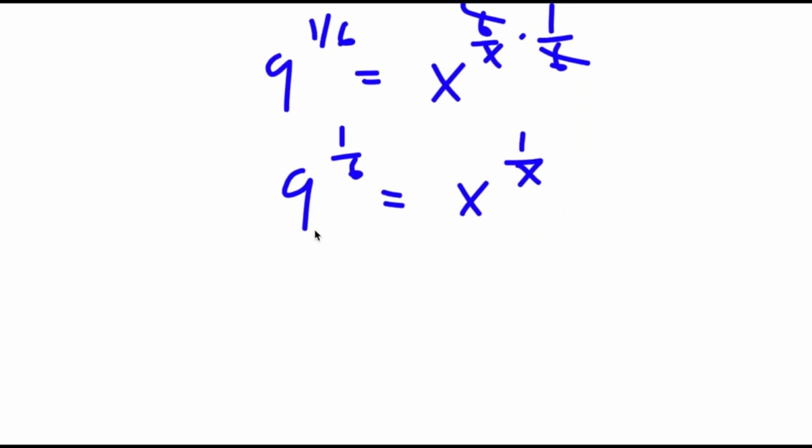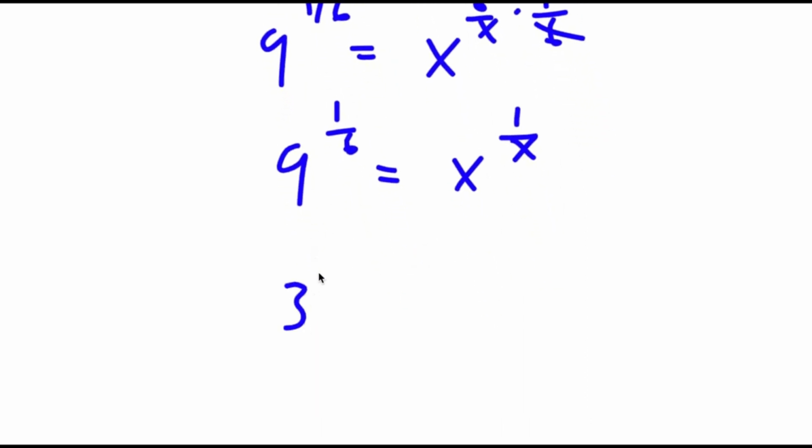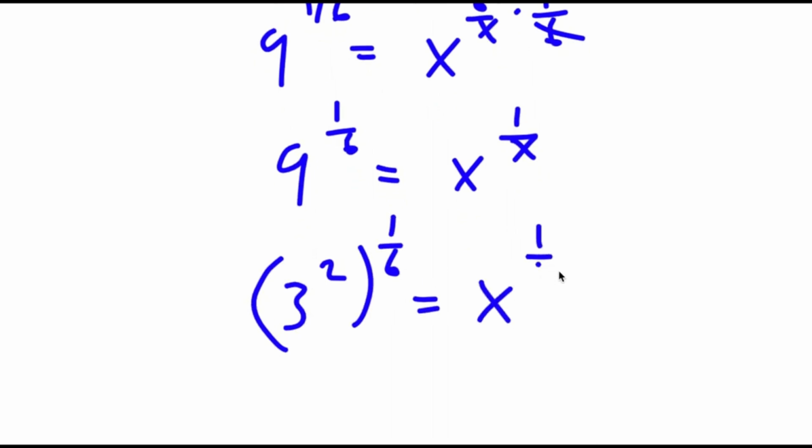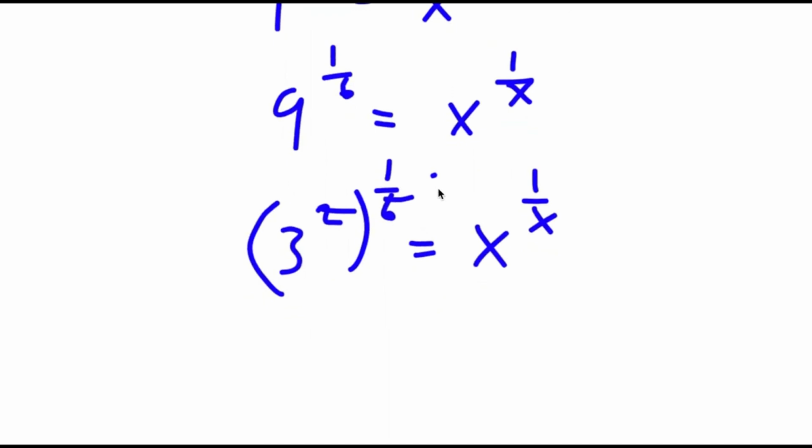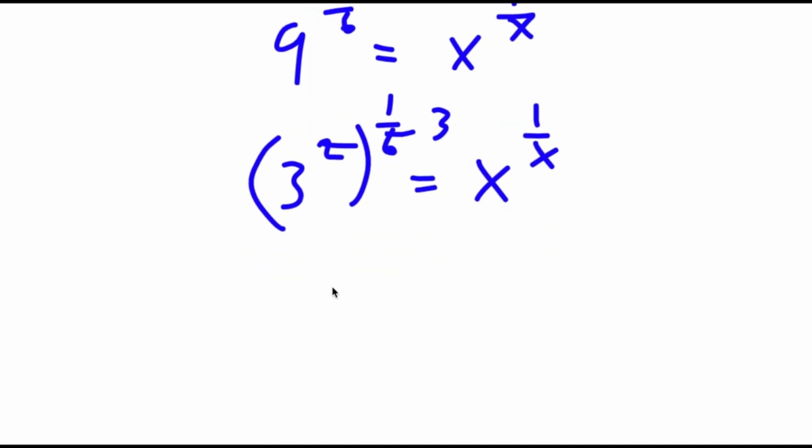Now, 9 is the same thing as 3 squared, so I get 3 squared to the power of 1 over 6 is equal to x to the power of 1 over x. 2 and 6, these make 3, so I get 3 to the power of 1/3 is equal to x to the power of 1 over x.